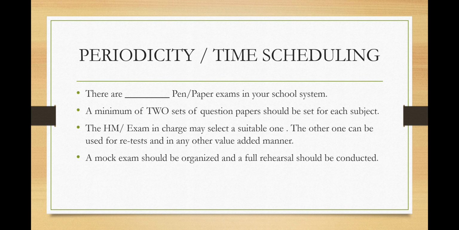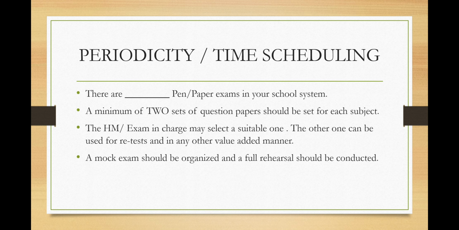Then it depends how often or how frequently you take exams from the students. So, periodicity and time scheduling. Maybe there are two pen and paper exams in your school, maybe there are three. A minimum of two sets of question papers should be set for each subject, at least two question papers. I recommend at least three. The headmaster or the headmistress, the exam in charge, may select a suitable one. They should be submitted in time, and then it is their choice which question paper they choose.